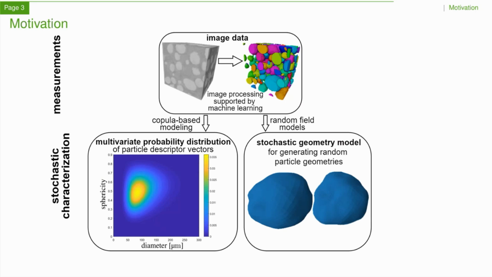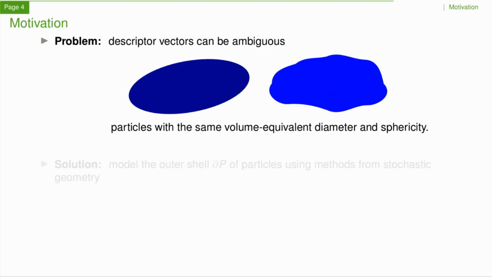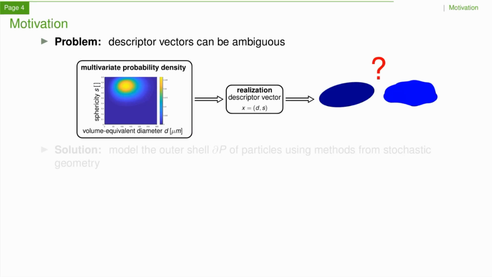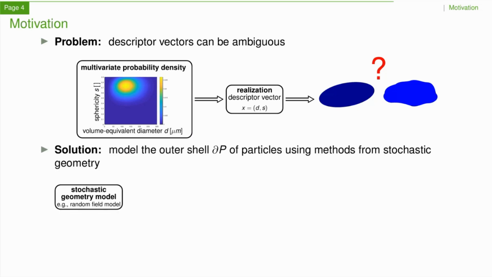Another is via stochastic geometry models, or we sometimes call them stochastic 3D models. Now I will show you why this can be an advantage. The problem is that descriptor vectors can be ambiguous. Here we see two objects that have the same area and the same perimeter. In 3D, this would translate to the same volume and the same surface area. And when we characterize materials with probability distributions of descriptor vectors, this ambiguity transfers to that. So here we have this 2D distribution. We could simulate from that and get a random vector, and then it is unclear what the actual particle or the actual object looks like. So there's some ambiguity.